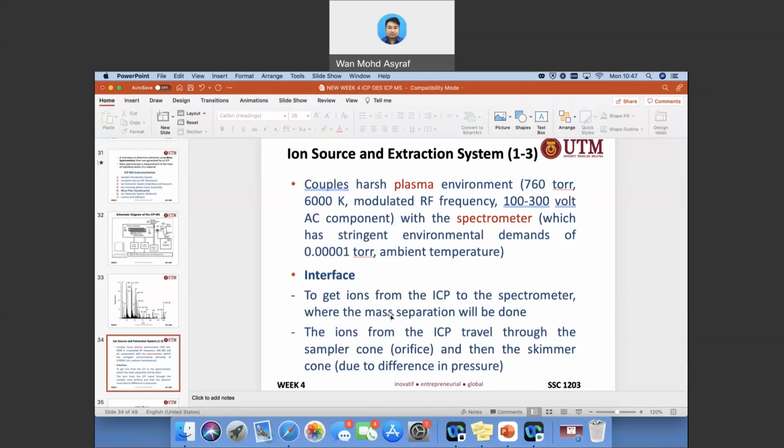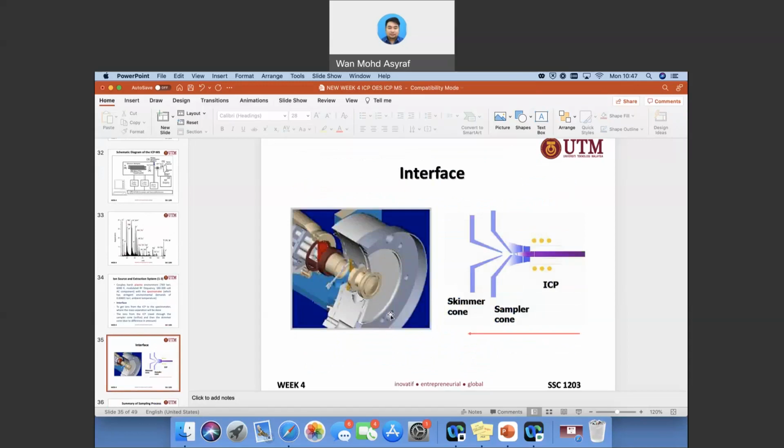All right, so the interface is that to get the ions from the ICP, from the plasma to the spectrometer where the mass separation will be done, we need to have this interface. The ions from the ICP travel through the sample cone orifice and then the skimmer cone due to the difference in pressure. I think that you have an interface here.